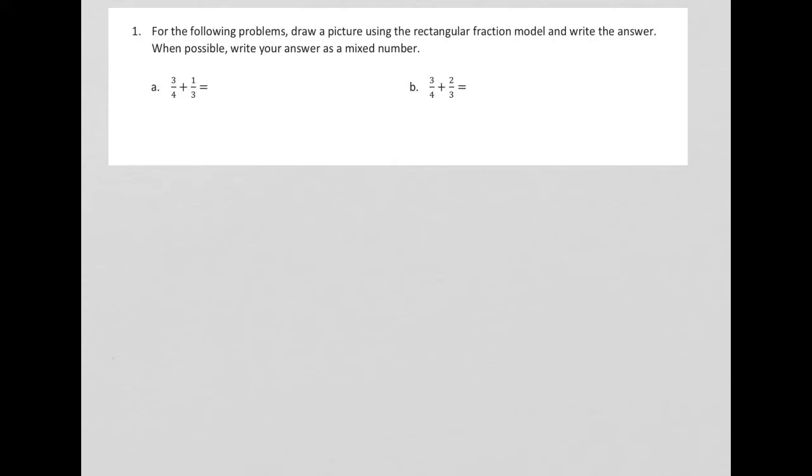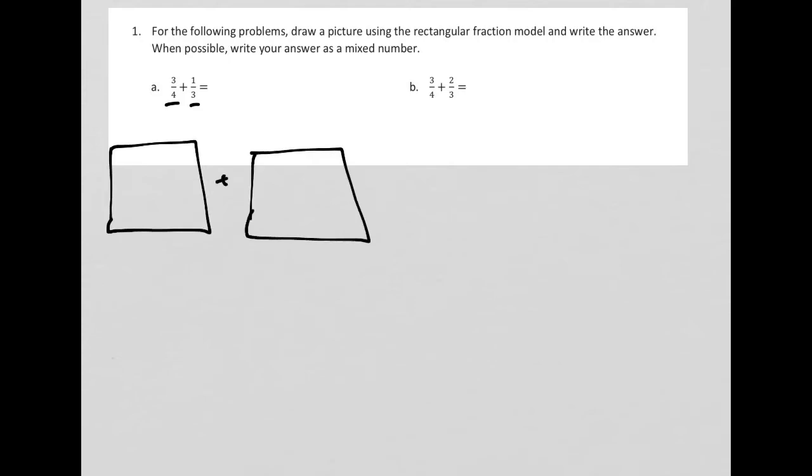So we're going to be using a rectangular fraction model to find our equivalent fractions. Because when we add 3/4 and 1/3, they have different denominators. Their units are not the same size. So we have to make their units the same size or their denominators the same. So we're going to use the rectangular fraction model to do that. So first I'm going to do 3/4. So we're going to shade in 3 out of our 4.